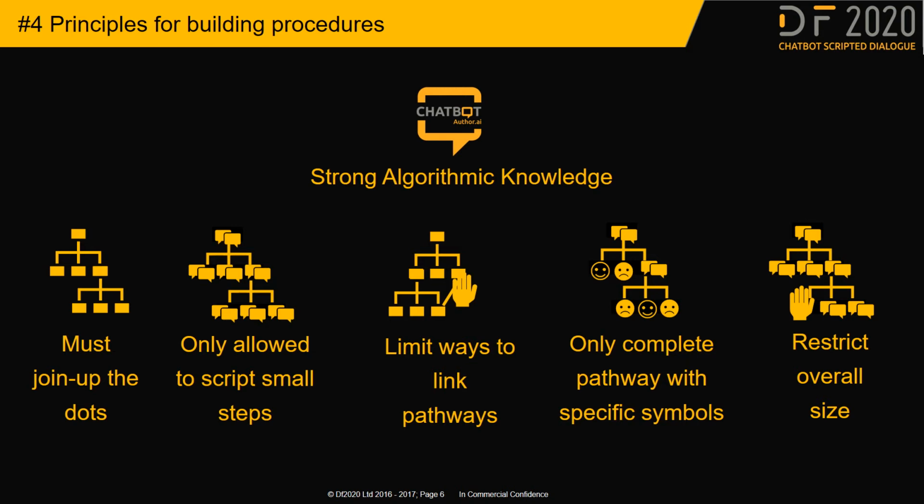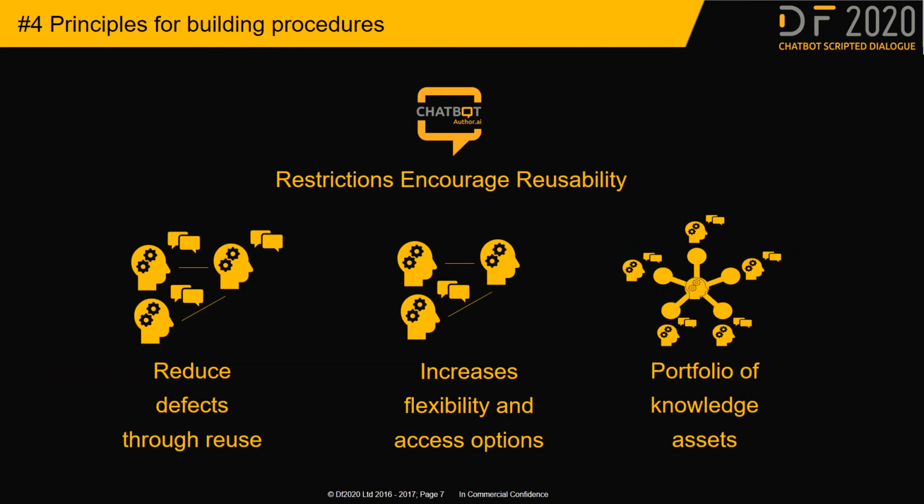And lastly, there is a restriction on the number of times symbols can be used. This ensures the map remains manageable to maintain and improve. The size restriction of a knowledge map within a chatbot encourages reuse. It has been well proven that reusability reduces defects.